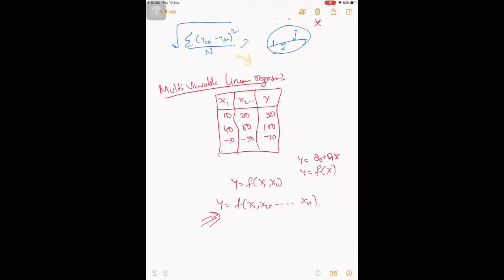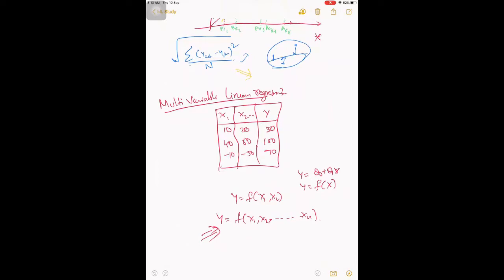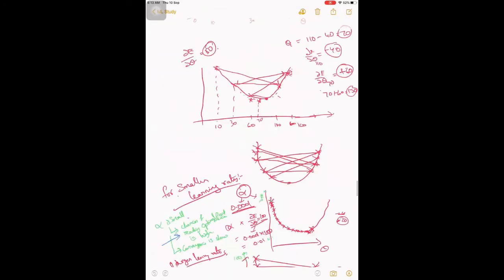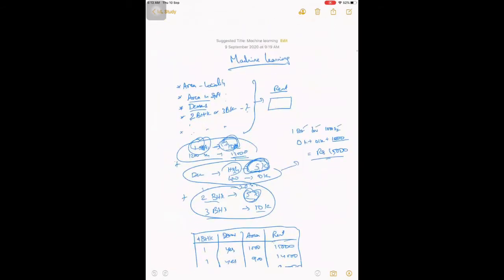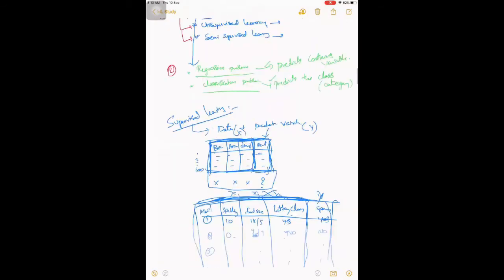Take the example we discussed in the first session, house rent prediction. If you remember, we took three different variables, x1, x2, and x3. Let us say it's BHK, demand, and area, and we try to predict rent. So this is one example of multivariable linear regression. Let's go behind the math of it.